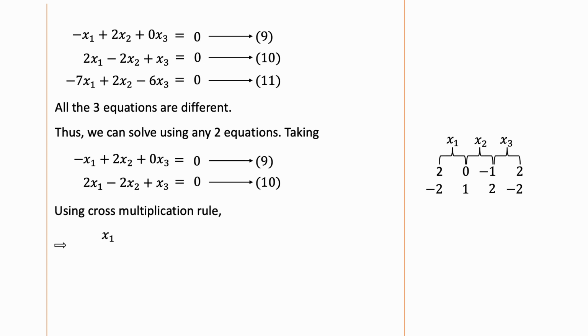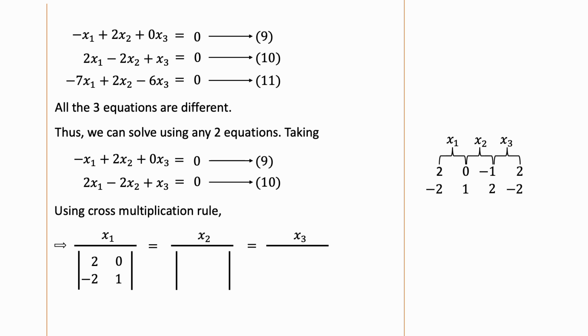Now here write the ratios of x1, then x2, then x3. Now write the determinant here. Below x1, simply draw 2 lines. You have the 4 elements. Just fill it here. It is 2, minus 2, 0 and 1. Now below x2 again, draw the determinant with 2 lines. Fill the elements here. It is 0 and 1, minus 1 and 2.